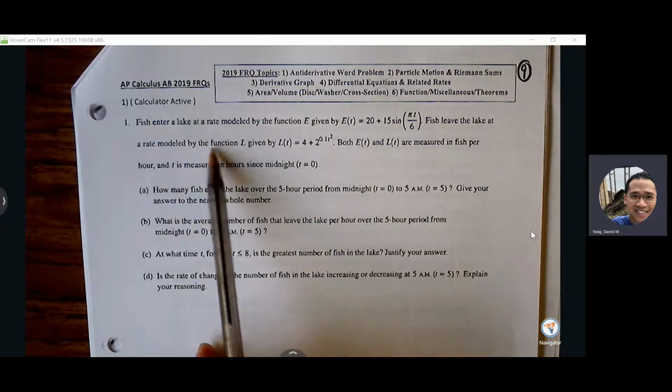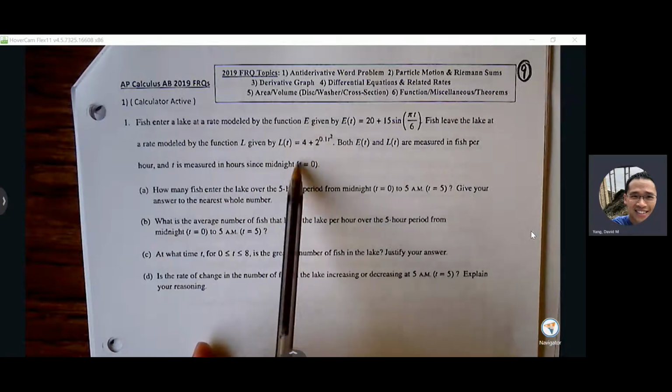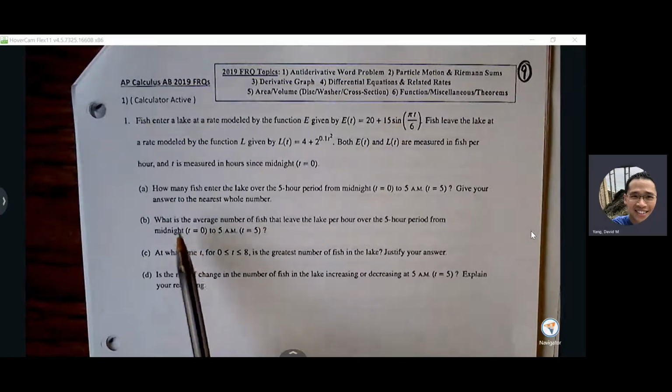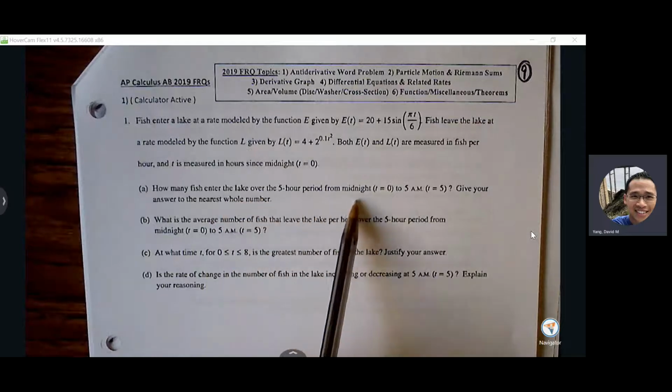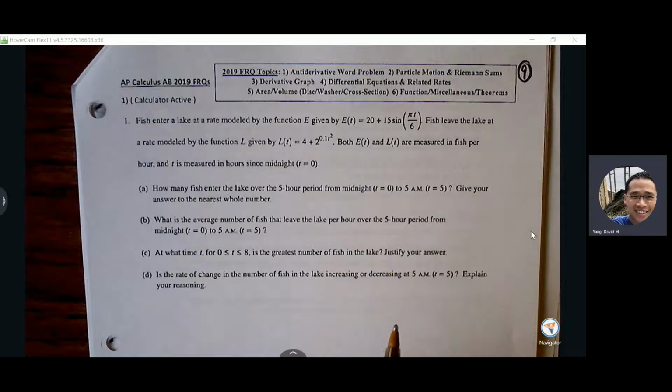These are both rates. And t is measured in hours since midnight. Okay, so the assumption is that there are no fish to begin with at the lake, and then as they start coming in after midnight, we can keep track of the numbers. Okay, so part A, how many fish enter the lake over a 5-hour period from midnight to 5 a.m.? Give your answer to the nearest whole number.